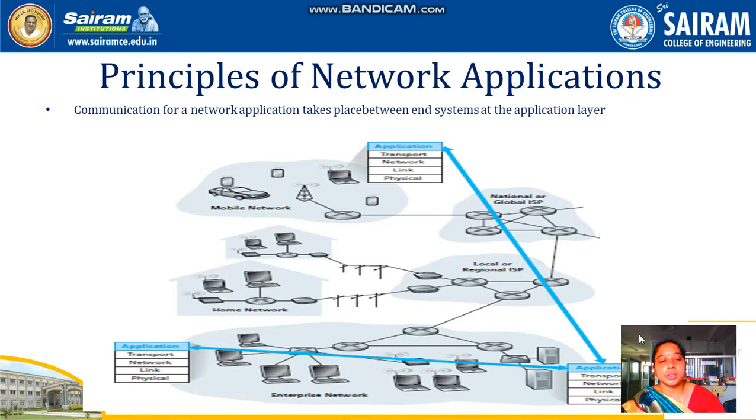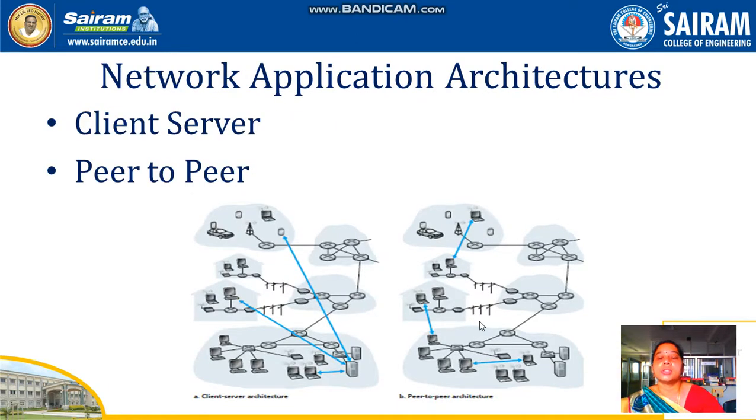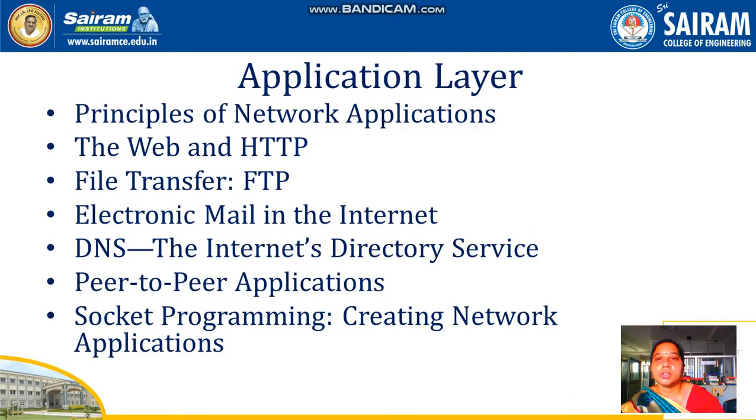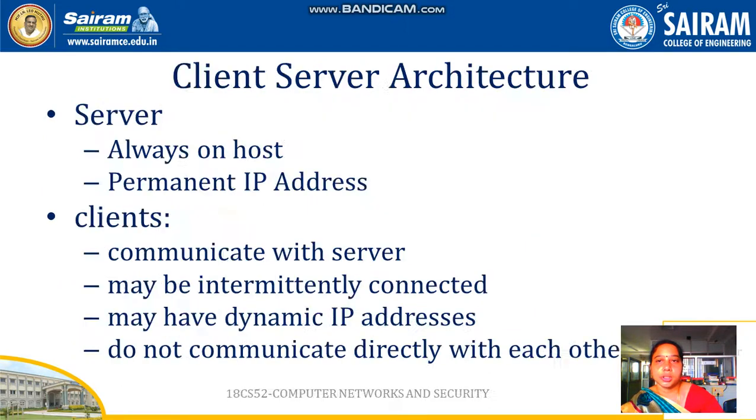The next topic of ours will be the architectures. We have 2 types of architecture: one is client-server architecture and the other one is peer-to-peer architecture. From the name itself you can understand that in client-server architecture, the client will be requesting the service and the server will be providing the service. So this is how the client-server architecture works. These are the topics in the application layer. Now, this is what client-server architecture is.